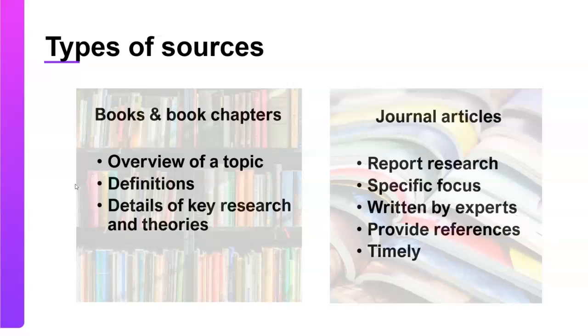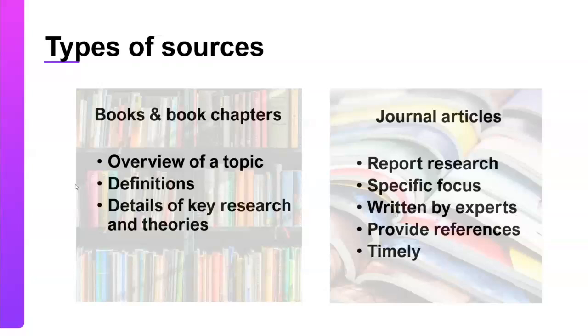But books can be about one topic with one author, or they can be an edited book with different book chapters that have been written by different people. You would reference each of them differently, so just keep an eye out for that in the referencing guide. But generally books are a good overview of a topic. They contain a lot of good definitions, and they'll have details of key research and theories.